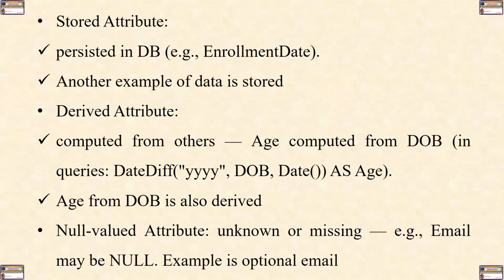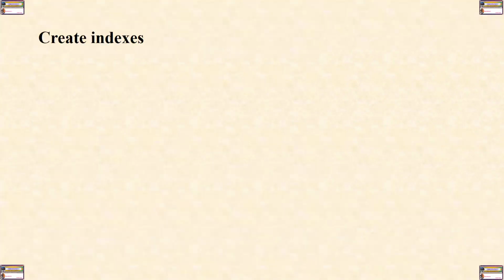It's computed or calculated. You have what we call the null valued attributes. They're usually unknown or missing. So you may, for example, have an email or not have an email. It's not mandatory. So it may be there or not. So we call that null attribute, and it is usually optional, like email.